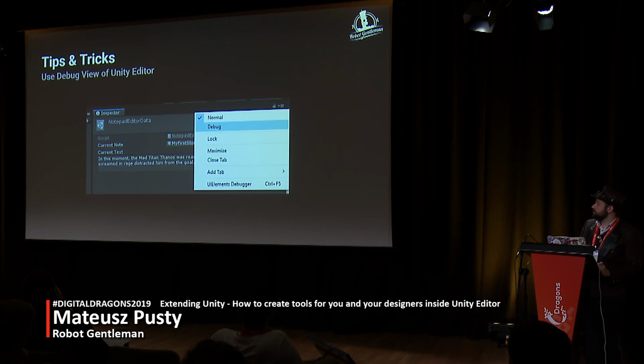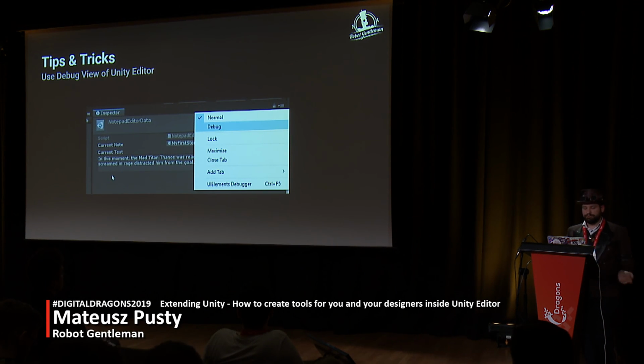Something very basic, but I've noticed that a lot of people don't know about it, so I thought, why not? I include it. If you click this menu icon here on your inspector, you can switch your inspector from normal to debug view. That will display the private variables. It will display the content of your components or scriptable objects without any styling that you're doing. So this might be useful for your use cases to debug some data.